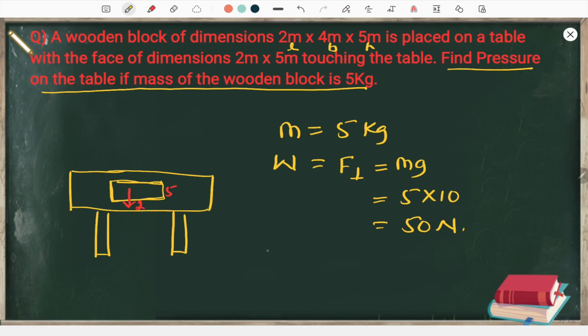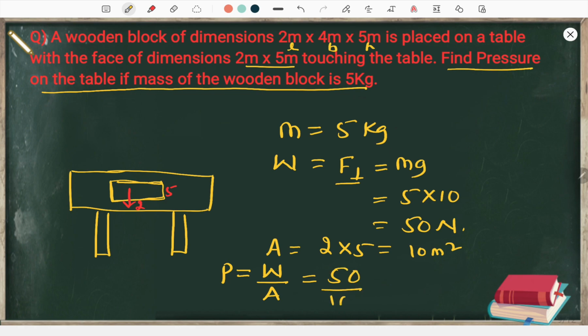Now how much area is it exposed to? It is exposed to an area of 2 meter into 5 meter, so 2 into 5 is 10 meter square. Now you can easily find the pressure. Pressure is weight per unit area, or you can write this as perpendicular force per unit area, there is no issue in that. So how much is that? 50 divided by 10. The zeros get cancelled, so it has to be 5 Pascal. This is quite a simple question. Let us move to the next question.